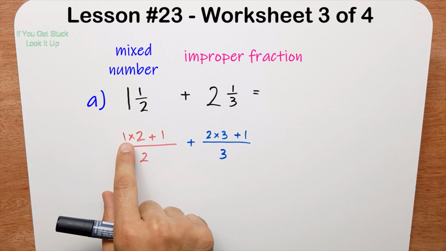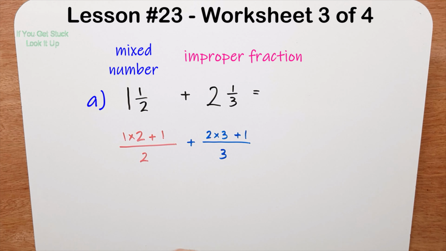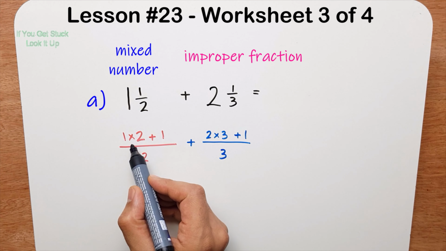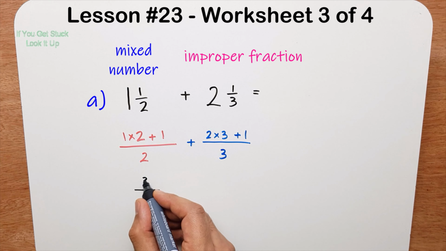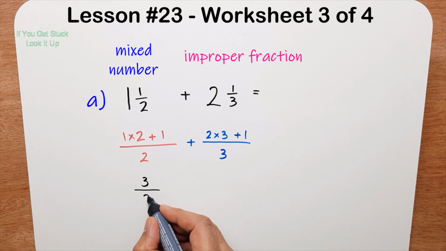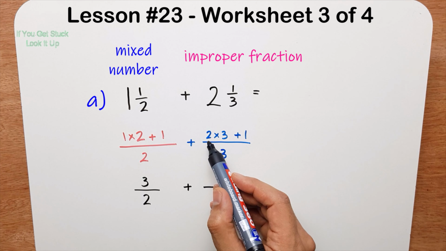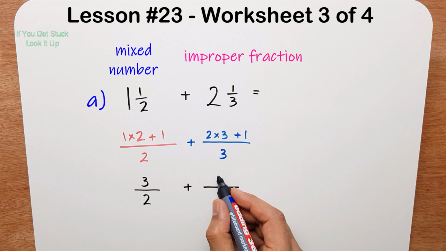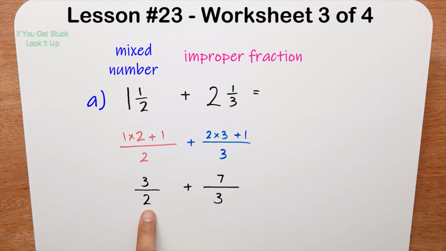Now before we go any further, we need to simplify the top, or the numerator, in each fraction. So let me do that here. Fraction line, 1 times 2 is 2, plus 1 is 3. And the denominator stays as 2, plus fraction line, 2 times 3 is 6, plus 1 is 7, and then 3 goes at the bottom. So now we have two improper fractions and we need to add them.